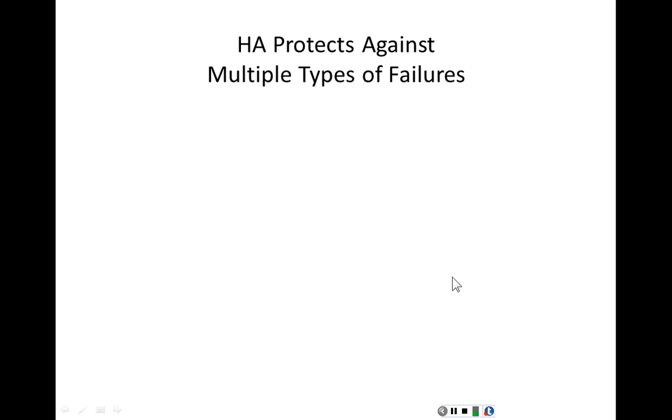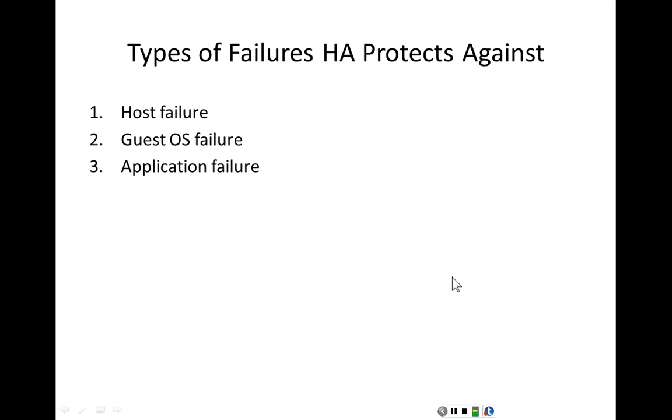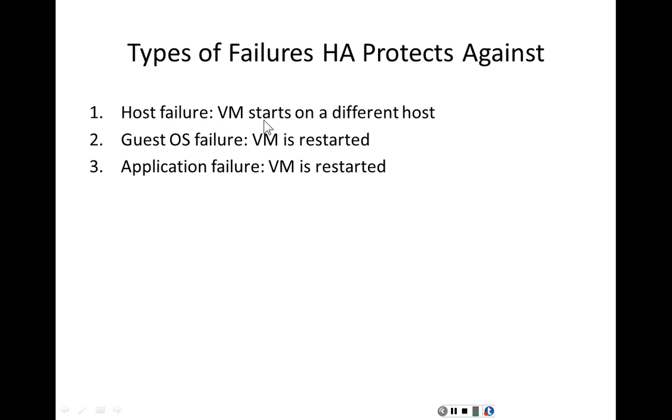High availability protects against 3 different types of failures. Host failure, which we just discussed, but also operating system failure and application failure. If there is a host failure, the virtual machines start up on a different ESXi host. If there's an operating system failure, the virtual machine is restarted on the same host. And if there's an application failure, the virtual machine that application was running on is restarted. Let's look at those 3 examples.